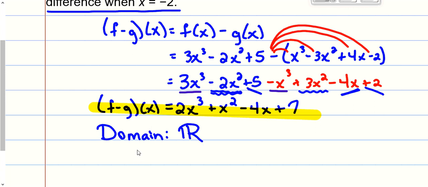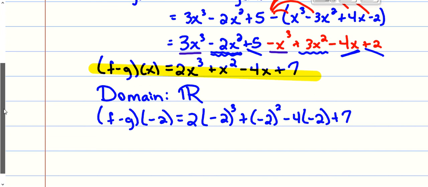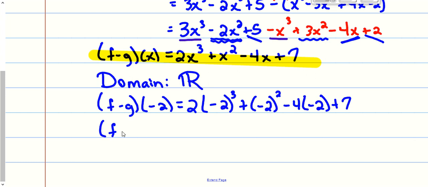Okay, and the last thing is to evaluate. It says evaluate the difference when x equals negative 2. So we have f minus g of negative 2, which just means we are plugging negative 2 in for every x. So we have 2 times negative 2 cubed plus negative 2 squared minus 4 times negative 2 plus 7. And again, you can just plug that directly into your calculator, making sure that's a minus sign there, to eliminate as much error as possible.